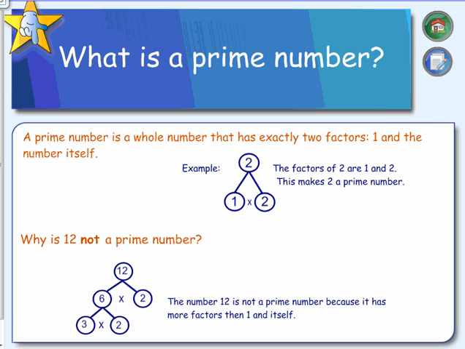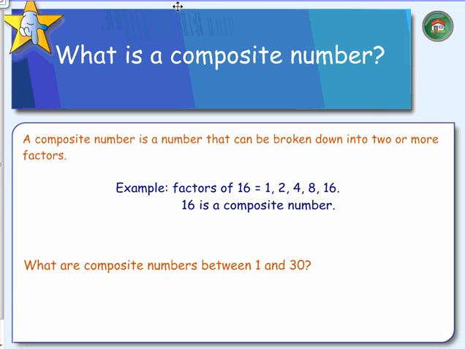So that brings us to all the other numbers that are not prime numbers, which are called composite numbers. A composite number is a number that can be broken down into two or more factors. An example would be 16. We have 1, 2, 4, 8, 16, because 1 times 16, 2 times 8, and 4 times 4. Another example could be 6. 1 and 6 can be multiplied together. 2 and 3 can be multiplied together.